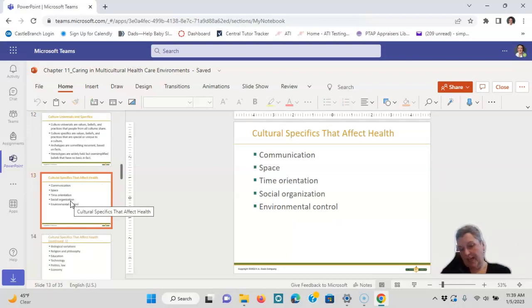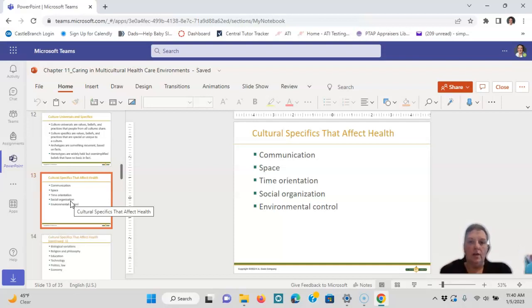Cultural specifics that affect health. So we talked about this in HCR 230. Communication with them and others in the healthcare environment. Space may be very different. Being 6 feet apart is a standard that may be more or less based on a specific culture. Time orientation: when you tell them there's an appointment at 9 o'clock or in the morning, there are very different specifics there. They might think 9 a.m. is morning, not too early, and show up at noon.